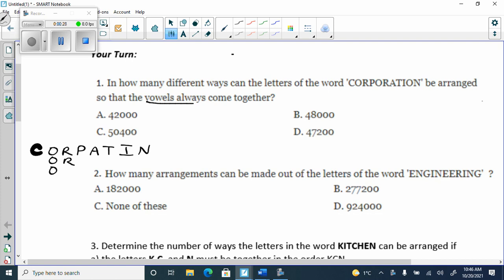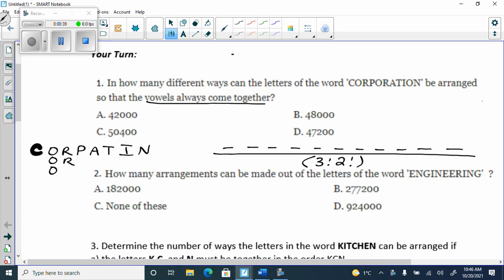And it says vowels have to be together. 1, 2, 3, 4, 5, 6, 7, 8, 9, 10, 11. On the bottom, I don't even think about it, I put 3 factorial for the O's, 2 factorial for the R's. Now it says vowels have to be together. 1, 2, 3, 4, 5 vowels. So I'm going to hook the first 5 blanks together. I have 5 options, 4, 3, 2, 1.